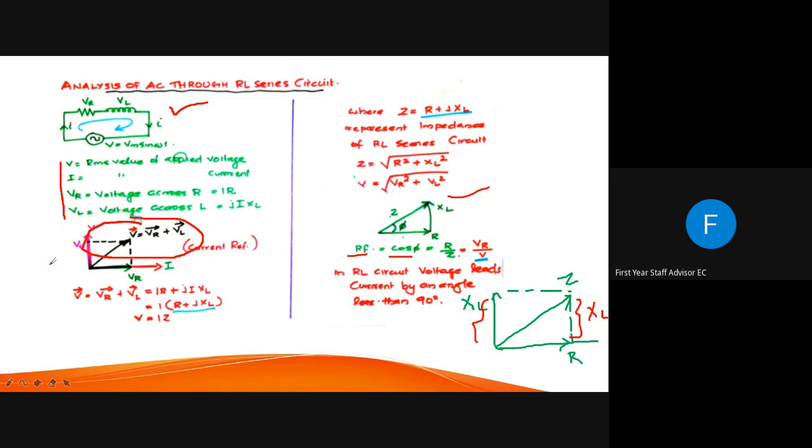After that, you can write the expression of the resultant vector. Then you write the formula of voltage across the resistor and inductor. Then you write the V is equal to IZ formula, and finally the resistance triangle. That's it.